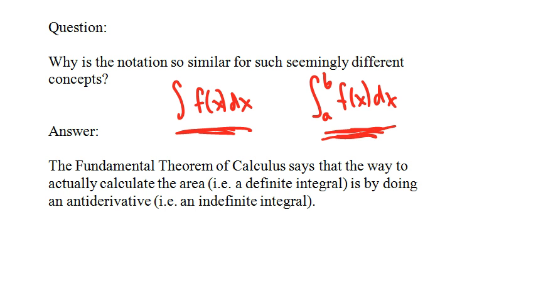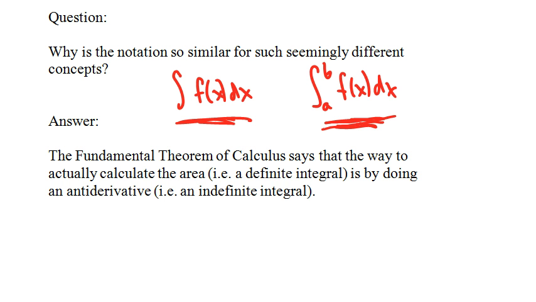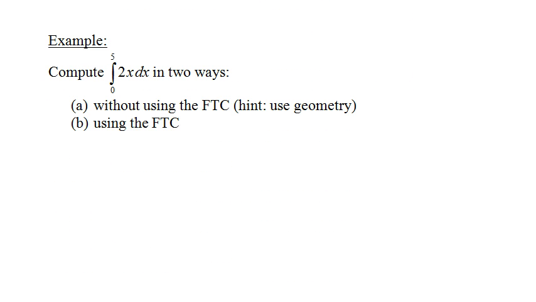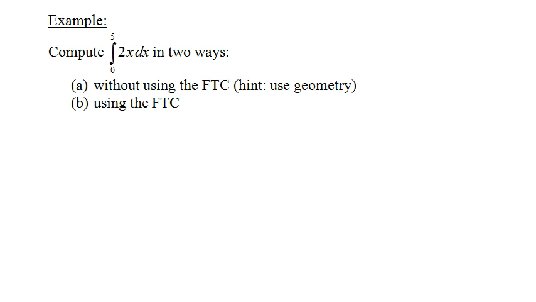So the connection, it turns out, is the fundamental theorem of calculus. The fundamental theorem of calculus says that the way to actually calculate a definite integral, the way to actually find that net signed area, is by doing an antiderivative, doing an indefinite integral. So let's look at a couple examples. Let's begin with the definite integral from 0 to 5 of 2x dx.